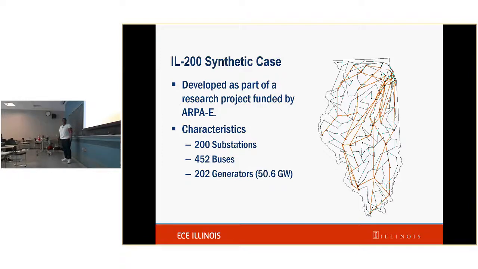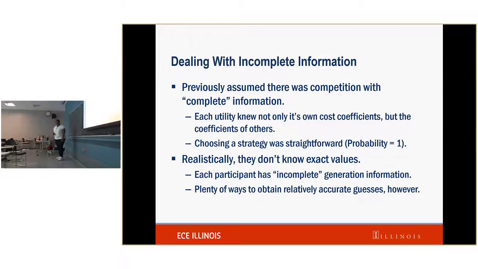some measure of realism. All the generators in this case come from publicly available generation data from the Energy Information Administration. So they're actually generators based in actual Illinois, but the rest of the grid is synthetically built around that generation. And so I use that. I've been using that for my work so far.